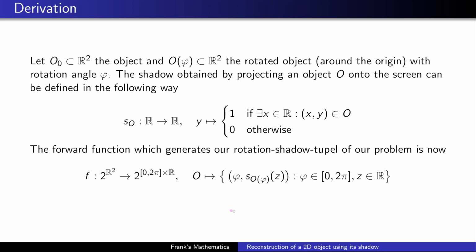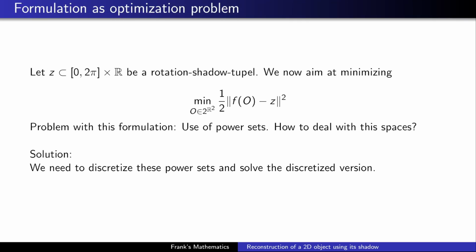And the tuple we are looking at here is the combination of our rotation angle φ and its shadow on the screen if we use the rotated object O applied to φ. This is now of course a subset or an element of our power set of this power set here. This is a way to formalize our forward function, which we now want to minimize. So this is now our minimization problem here.